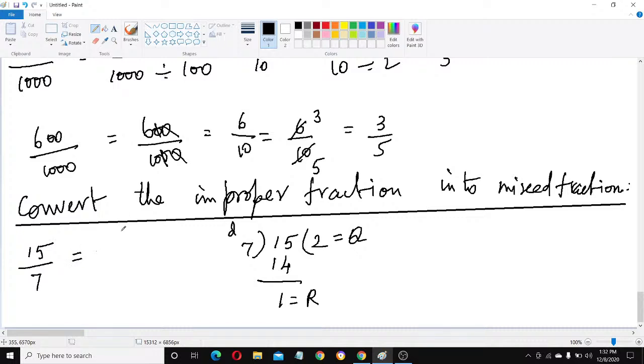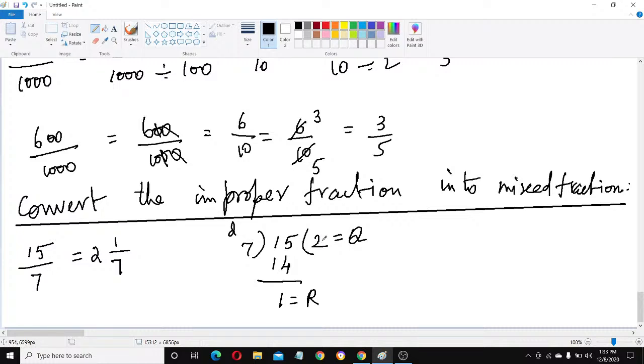Now how do we write 15 by 7 in mixed fraction form? After dividing the numerator 15 by denominator 7, what is the quotient? Quotient is 2. Write it in the whole number part. You know a mixed fraction is a combination of a whole number and a proper fraction. So which number should you write in the whole number part? Quotient 2. Now the whole number part is 2. How do we write the proper fraction? Remainder 1, write in numerator. Divisor 7, write in denominator.